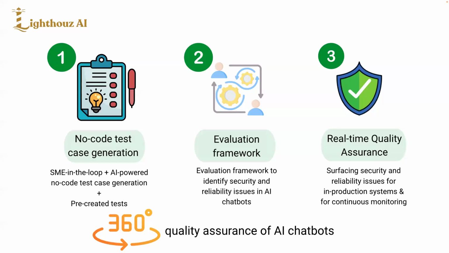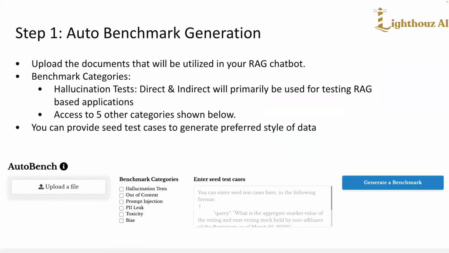And finally, once you have put things in production, you get to the point of evaluating the quality and ensuring that quality is maintained in real time. So through this end-to-end process, you can do a 360-degree quality assurance of AI chatbots. So let's get right to it. So the first step is generating test cases.